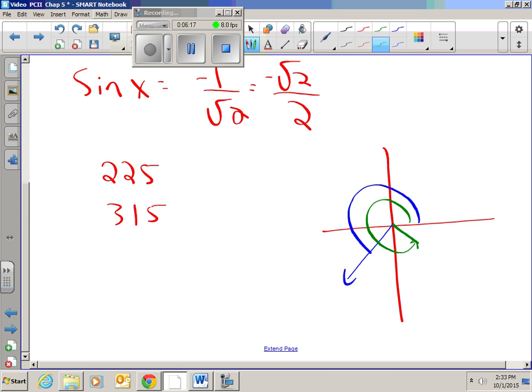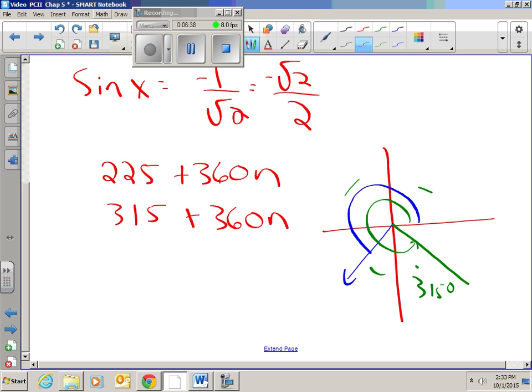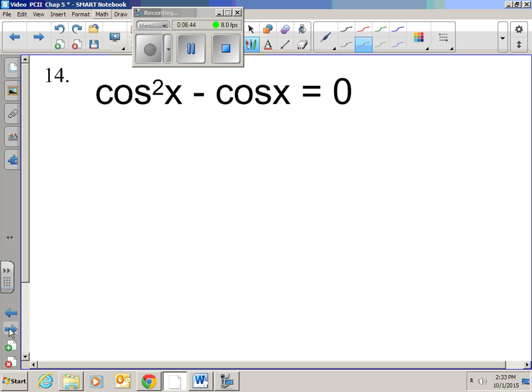So that would be that one, which is going to be 90, 180, 270 plus the 45 again, which is 315. Okay, so there are my two answers. In degrees, if I wanted to write the general solutions of this, I would just add a 360n to both of them. And there are my general solutions in degrees. Okay? Let's try this one.